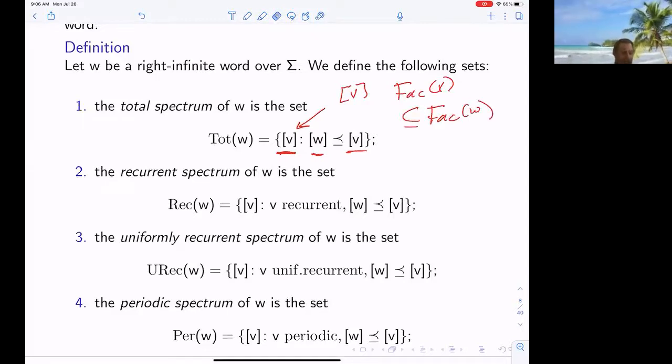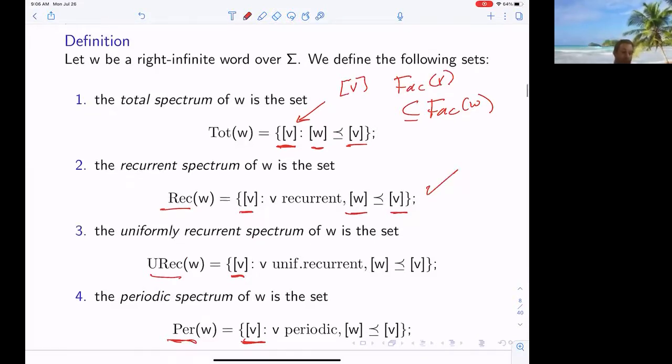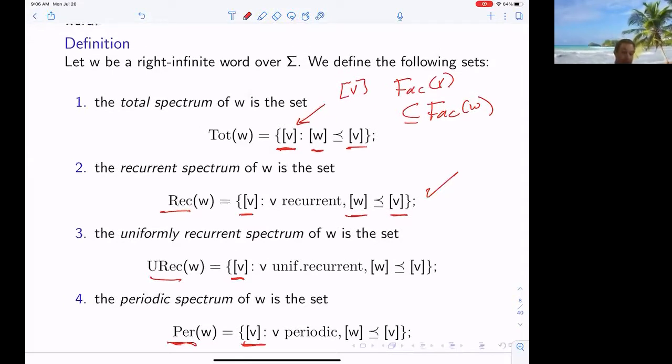And remember, we showed that the properties of being recurrent, uniformly recurrent, and periodic are all preserved under these equivalence classes. So we can refine, and we can take the subset of recurrent words that have the property that the factor sets are contained, and we get a subset of the total spectrum. And then we can make the uniformly recurrent spectrum, which is the uniformly recurrent words with this property, and the periodic spectrum.